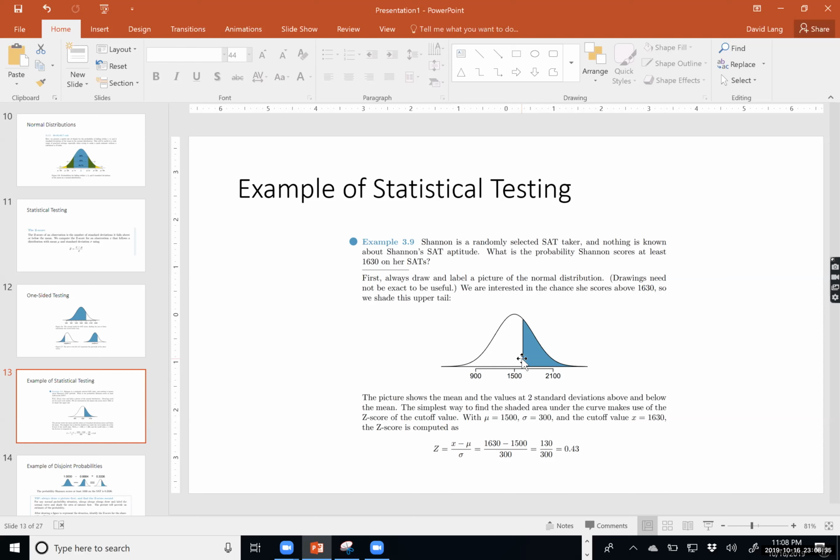And so the probability associated with getting a score greater than 1630 corresponds to this blue shaded region. And what we can then do is we can go look this up in a statistical table.